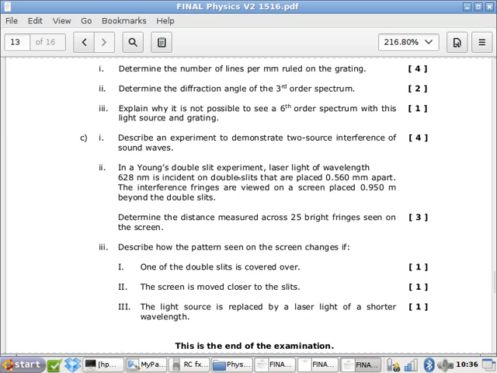In Young's double slit experiment, laser light of this wavelength is shone through slits which are this d apart, and the distance between the grating and the screen is 0.95. And so the first question is, what is the distance between 25 fringes? Well, you will have to work out the fringe distance and then multiply that by 25. Oh, 24. I feel like they'll use 25 in the marking scheme.